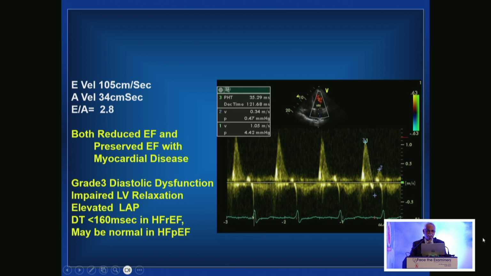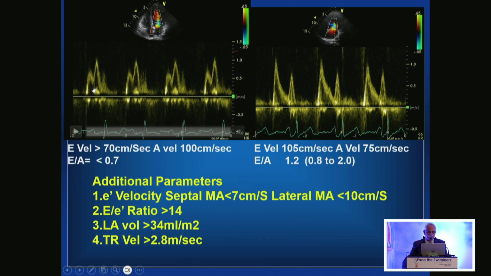These two are quite simple. Only thing is the next one. Now, the E velocity is 70 centimeters per second in this patient. Even though the A is bigger than E, the E velocity is 70. So this will not qualify for type 1 dysfunction straight away. And here you can see the E velocity is higher, the A velocity is smaller. So this looks like a normal pattern. And the E by A ratio is between 0.8 and 2.0.